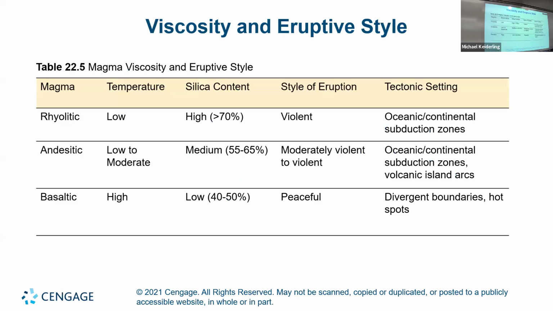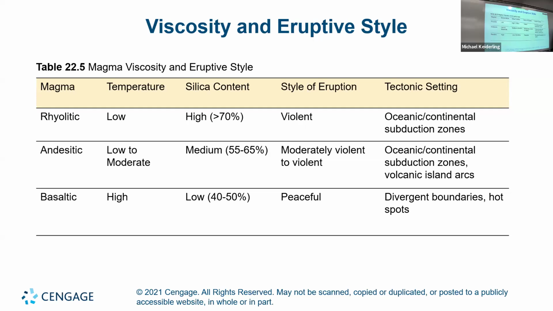So, some examples. Rhyolitic magma has a low temperature, has a high silica content, and leads to violent eruptions. This you get in oceanic continental subduction zones, like Mount St. Helens. Andesitic has low to moderate temperature, it has medium silica content, and it is moderately violent to violent eruptions. This you get in oceanic continental subduction zones or volcanic island arcs.